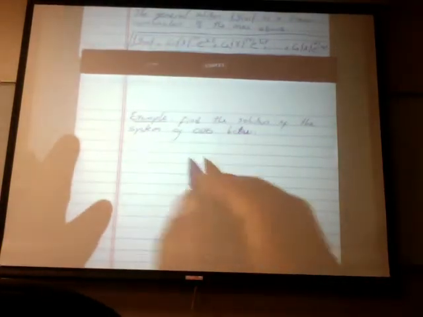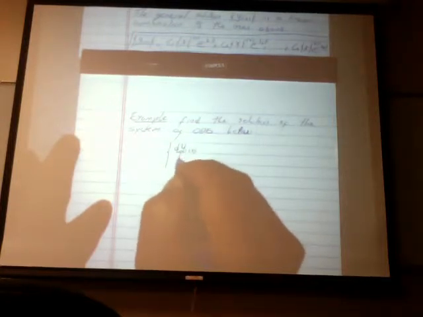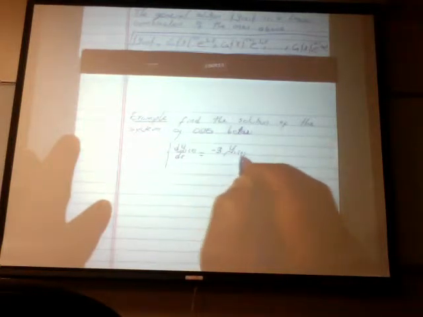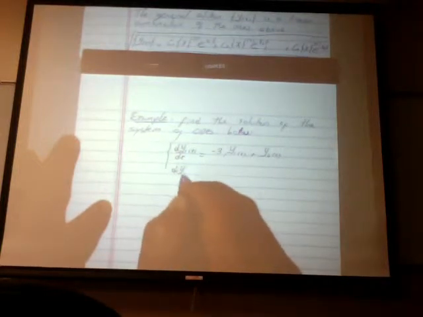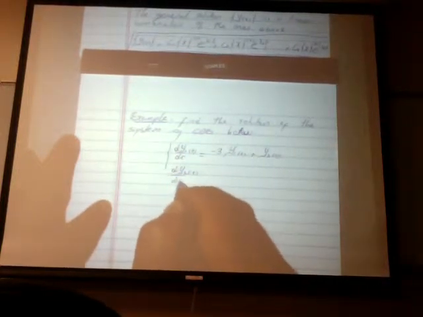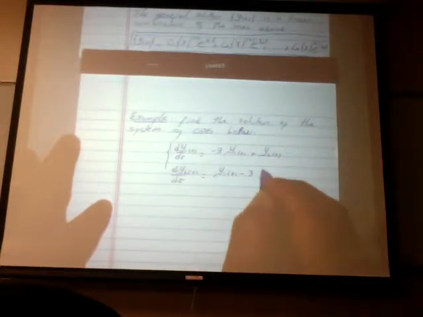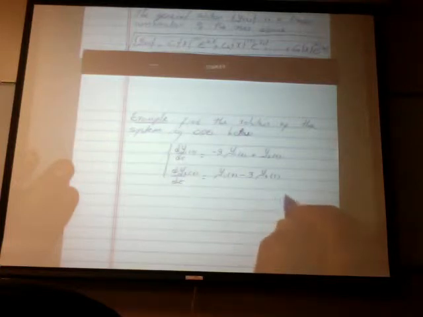Okay, so we have dy1(t)/dt equal to minus 3 y1(t) plus y2(t), and dy2(t)/dt equal to y1(t) minus 3 y2(t). So as you can see, n equals 2. So we have two coupled equations.